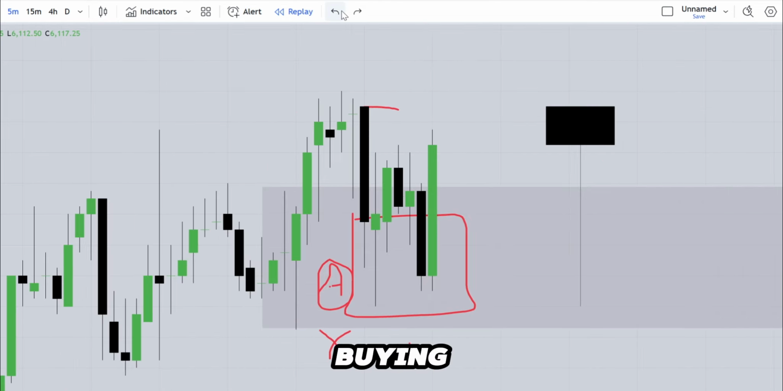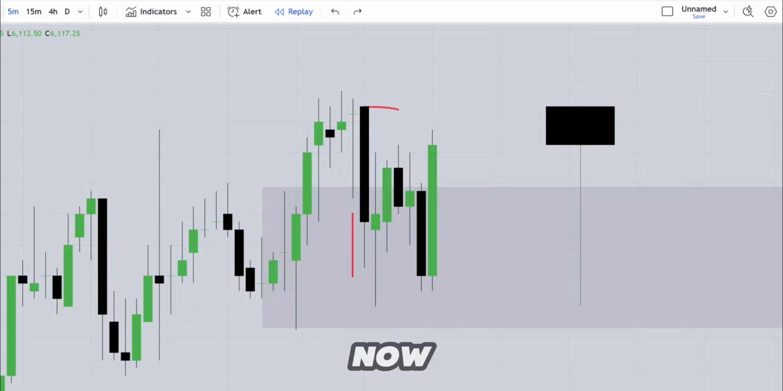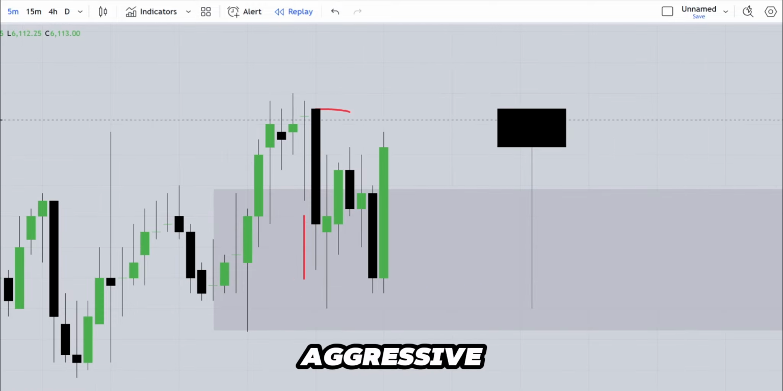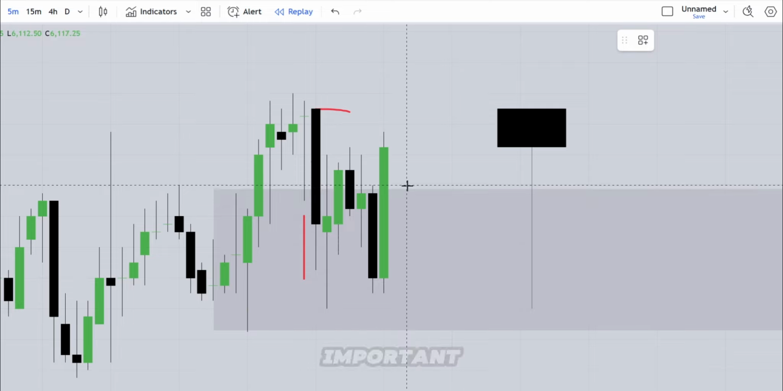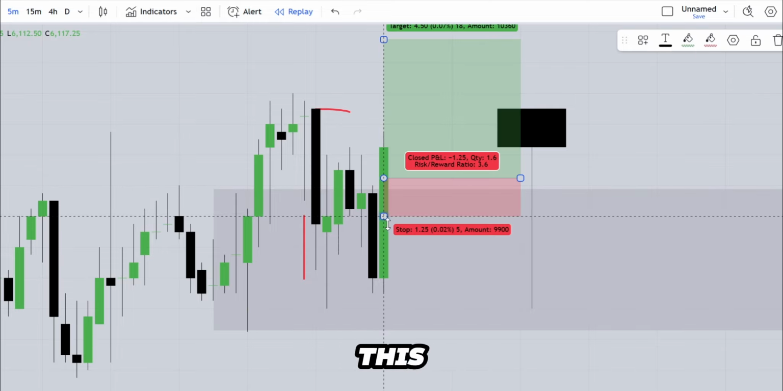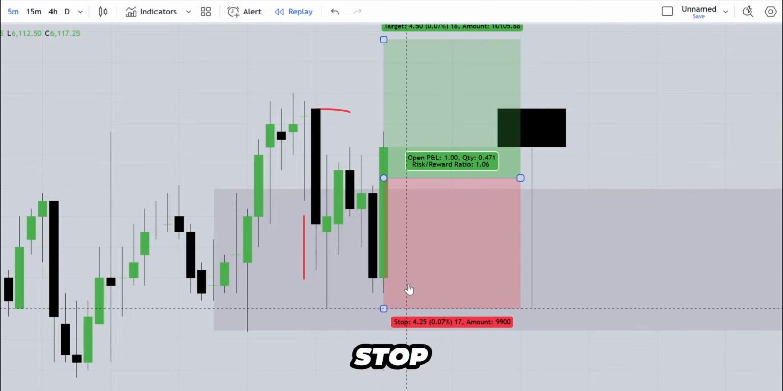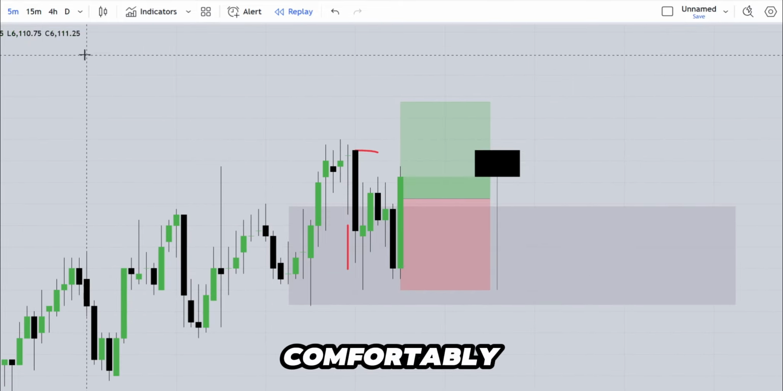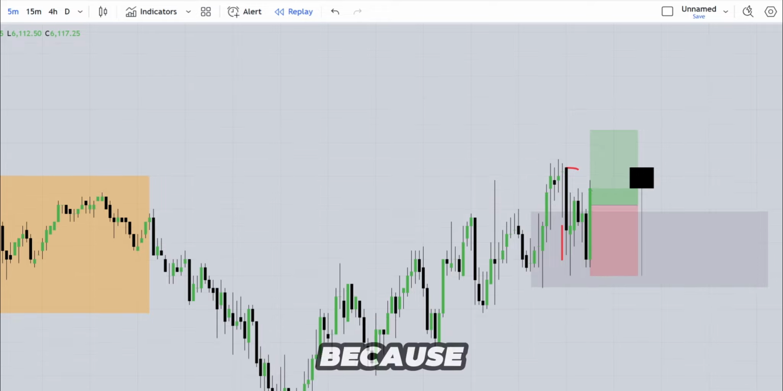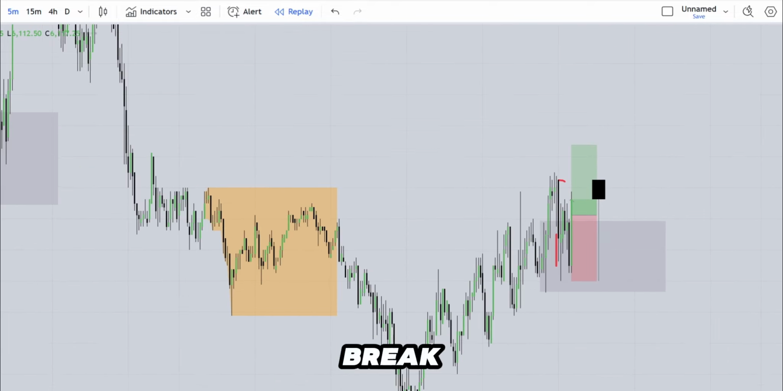So if you're looking for a buy in this region, the trade now becomes valid because we've seen aggressive sellers fail. This is the most important thing. So you can take a trade in this region and you can comfortably have your stop loss just below these wicks. This is important to understand. We can comfortably place our stop loss in this region because the market has failed to break this area.